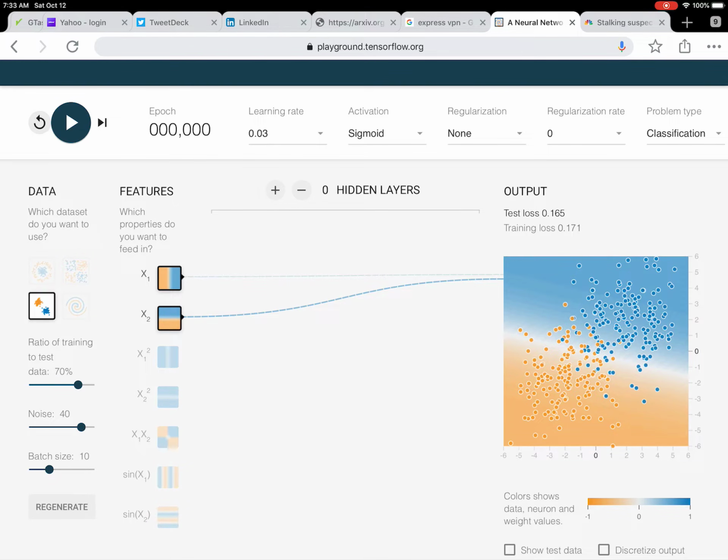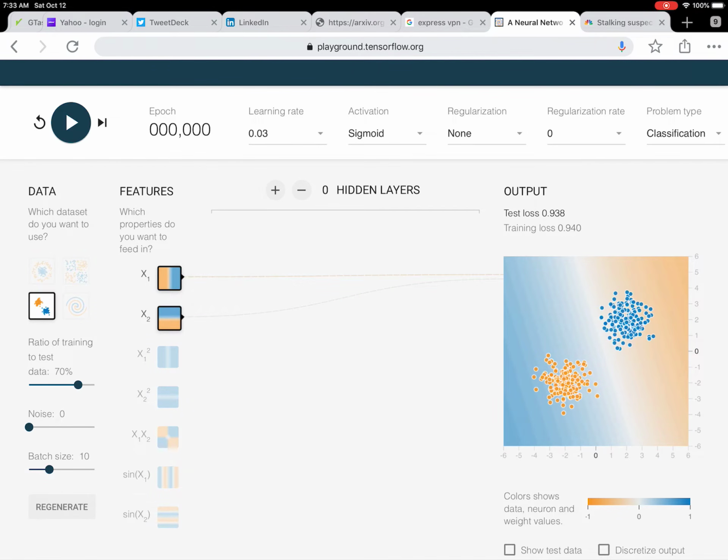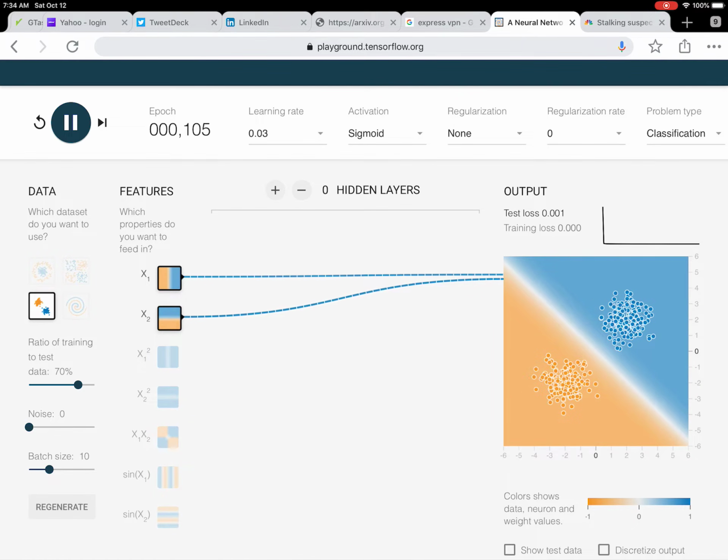Then I reset. Now if I set the noise back to 0 and restart again, this time you would expect that the losses grow down to 0 in both cases, because there's a very clean way of separating the blues and yellows. So not surprisingly, in this case the linear perceptron is able to get training loss 0 and test loss 0, as you can see. That's pretty good.